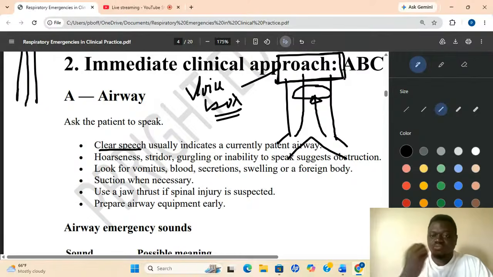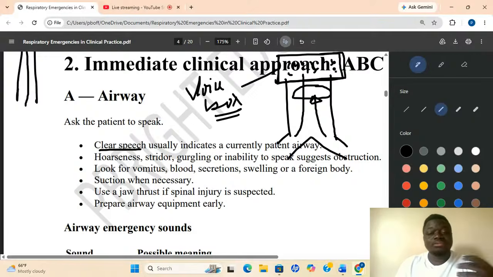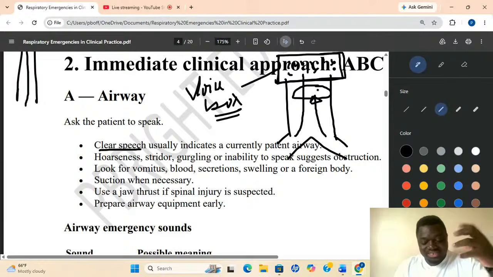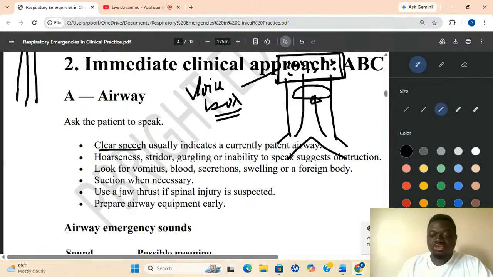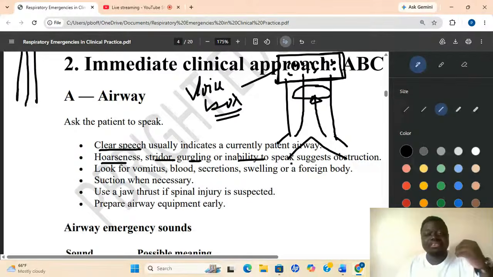So, clear speech, hoarseness of voice and stridor, gurgling, wet voice. All these ones: a lot of secretions in the airway will obstruct the voice box. So when somebody is talking, you hear a lot of wet, gargling, wet voice, the stridors. This is an upper airway respiratory emergency. So you hear all these sounds, or inability to speak.